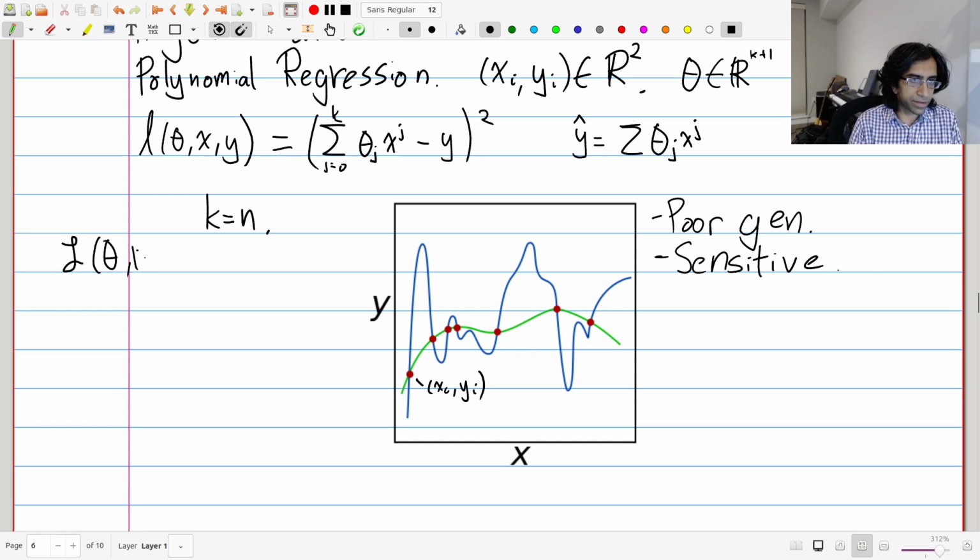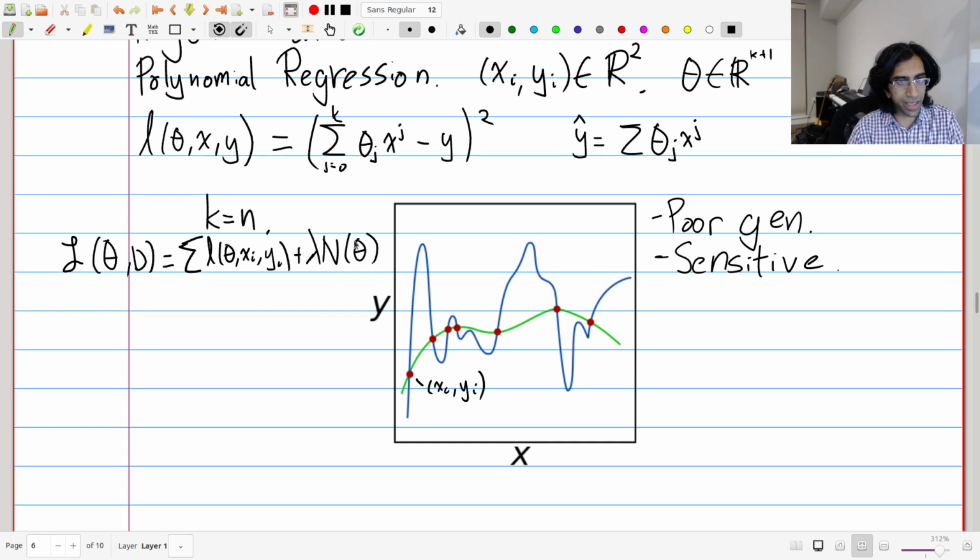L(theta, D) is equal to, say, the summation of the loss function. So this is what we had before, l(theta, x_i, y_i). But now what we do is we add on lambda times N(theta). So this term here, N of theta, you can see is a function which depends only on the parameter vector theta. So it kind of ignores the data set and just says, okay, we're going to try to prefer things which have a small value of this function N. So you can see, importantly, it is not dependent on the data.